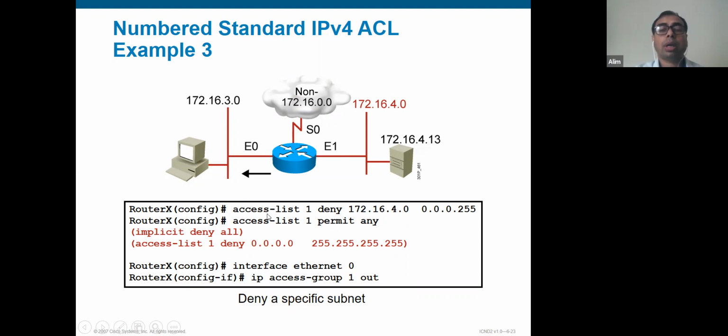So when we run this access list, it will work sequentially. At first it will deny, then the permit any will work. Imagine if you write the permit any statement first, then deny. What will happen? No traffic will be denied, because permit any means everything will be permitted first. So sequence is very important here. And here we also applied it on Ethernet 0 using IP access-group 1.